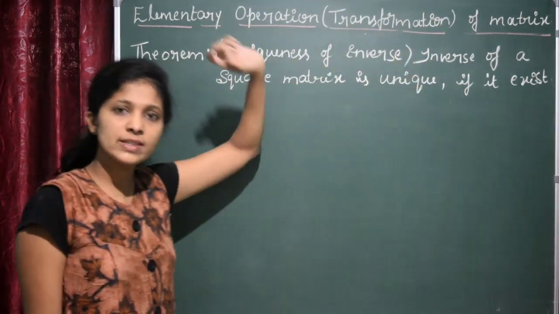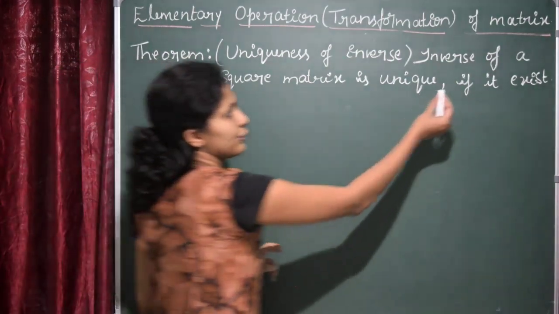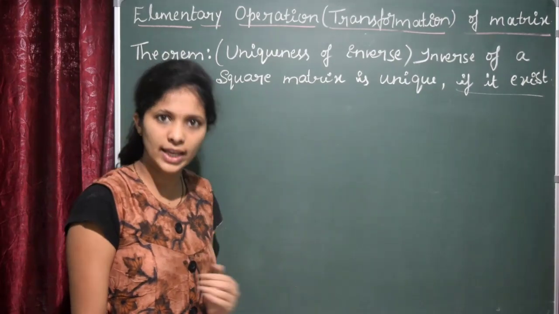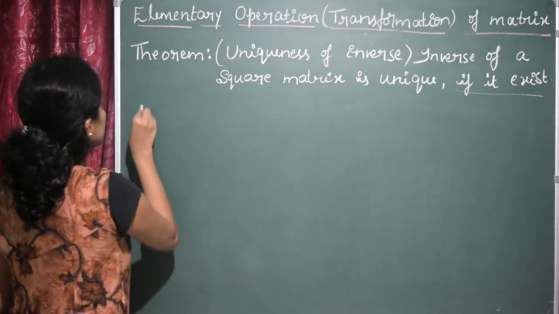I mean the inverse is always 1, not more than that. It will be equal to 1, if it exists, or else we can say that the inverse of a matrix does not exist. Okay, you have to prove that the inverse is unique. Let me consider the proof.